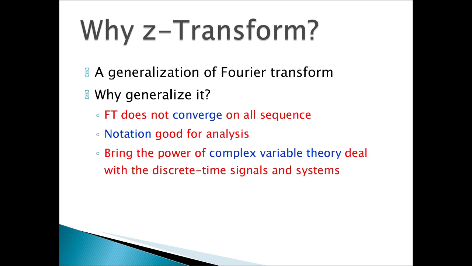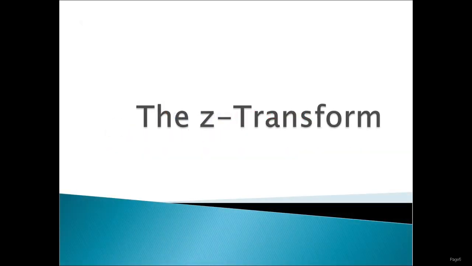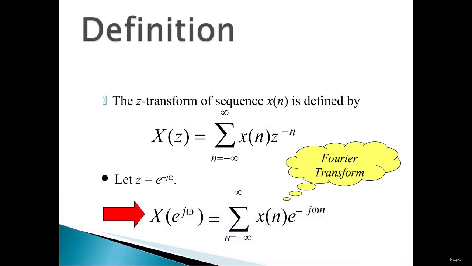The Fourier transform does not converge on all sequences. Notation good for analysis. It brings the power of complex variable theory and deals with discrete time signals and systems only. This is about how the Z transform is going to deal very effectively with discrete time signals and systems. Then I am going with the definition.